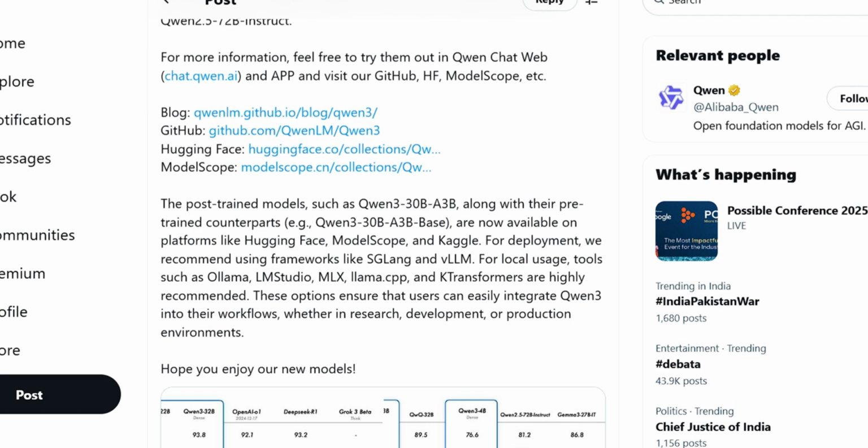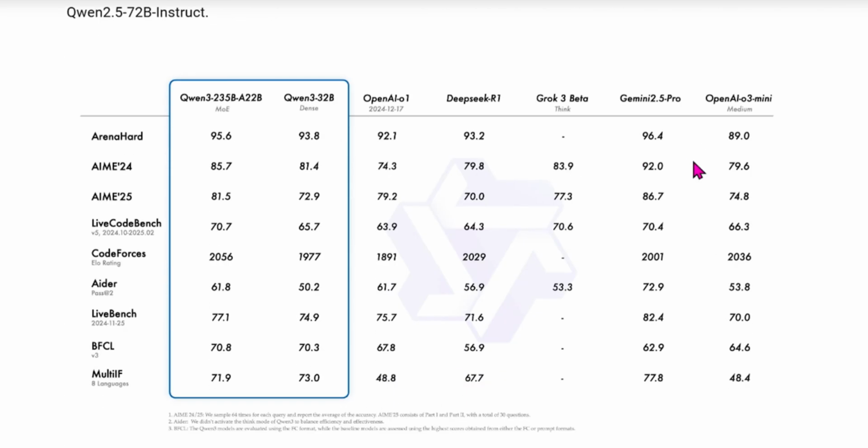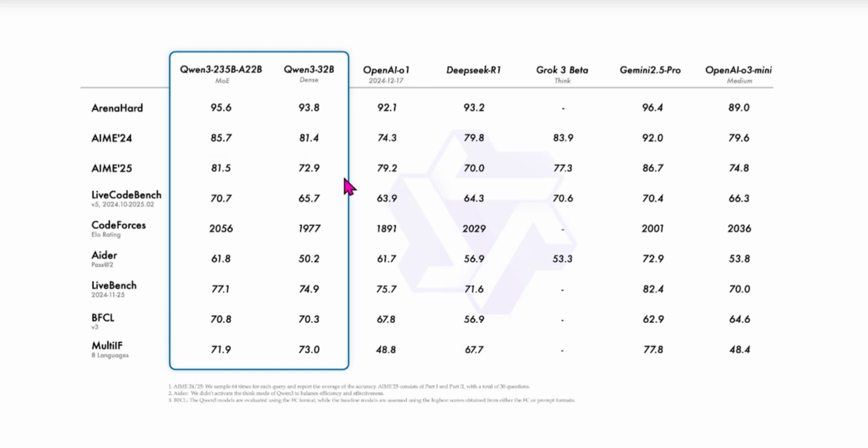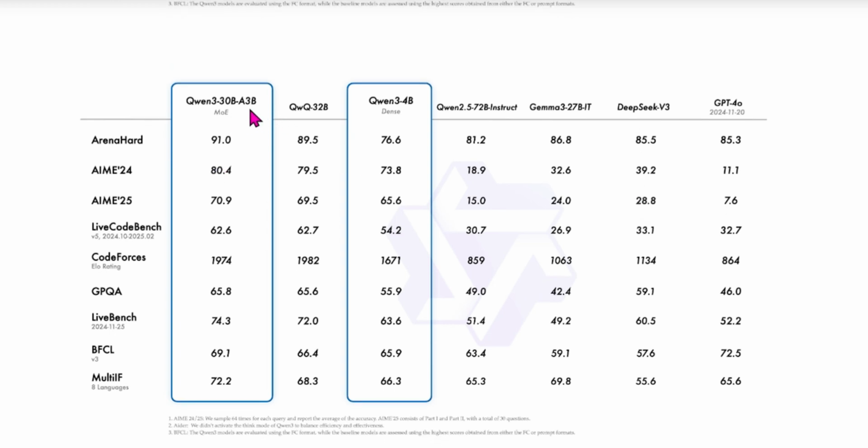But if you go to the blog, this is the blog of Qwen 3, Think Deeper, Act Faster. So we can see that this outperforms pretty good models basically. In all these benchmarks, we have Qwen 3 235 billion, activated 22 billion, and Qwen 3 32 billion. This is a mixture of experts model. This is a dense model. It outperforms and outshines all these different models. For example, you can see OpenAI's O1, DeepSeek R1, Grok 3 Beta, Gemini 2.5 Pro, and OpenAI O3 Mini. And on these benchmarks, you can see it outperforms other models much larger than its own size.